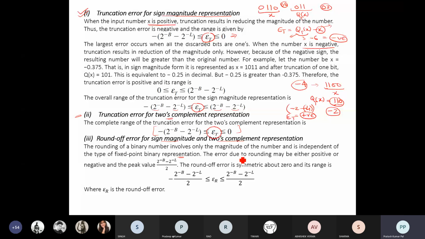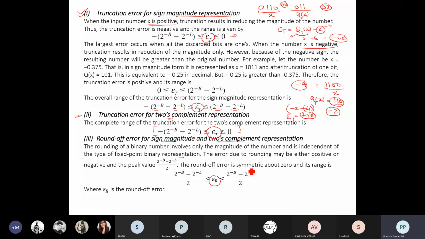So the error due to the rounding off may be either a positive or negative value, and the peak value of this magnitude will be (2 to the power minus b minus 2 to the power minus L) divided by 2. So this will be the average of these two, like it is negative and positive, and its highest magnitude will be this, and the minimum value will be in the negative direction. Okay, so overall the error will be, this is 2 to the power minus b minus 2 to the power minus L. So this is the maximum magnitude, and the range will be in between these two. So this is the range of the rounding error in case of either sign magnitude or 2's complement representations.